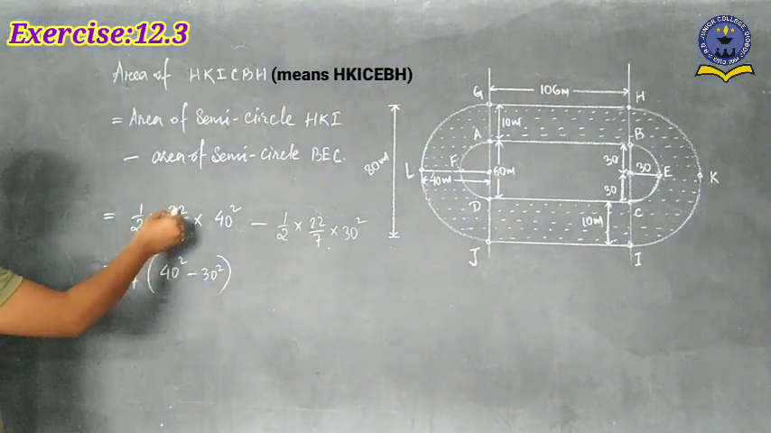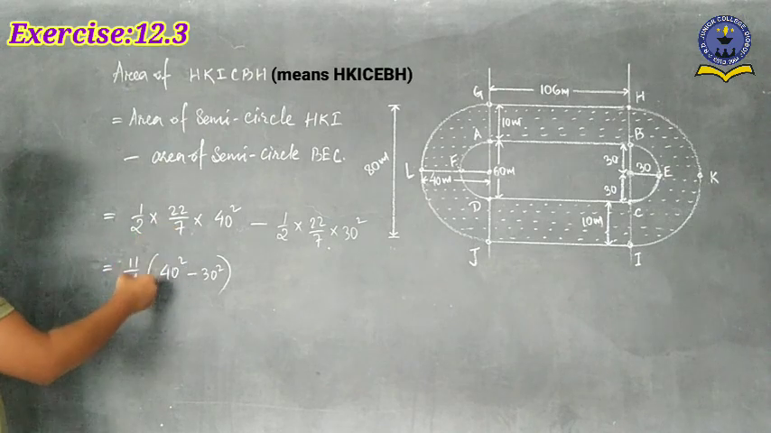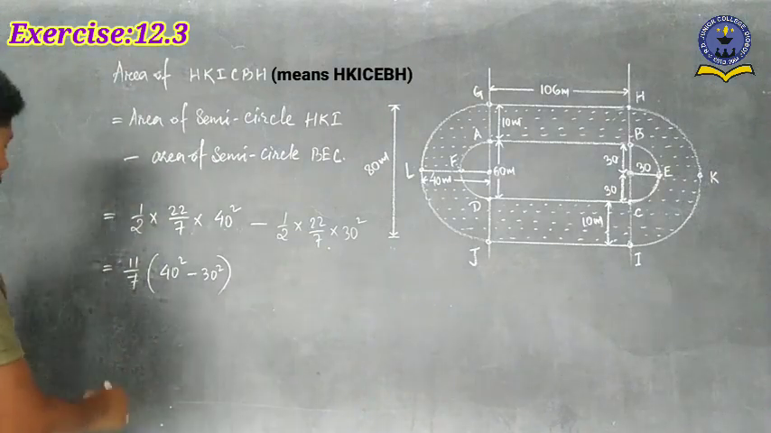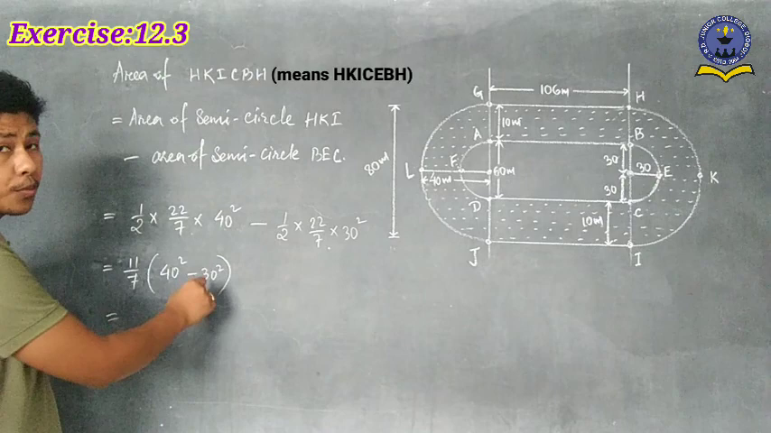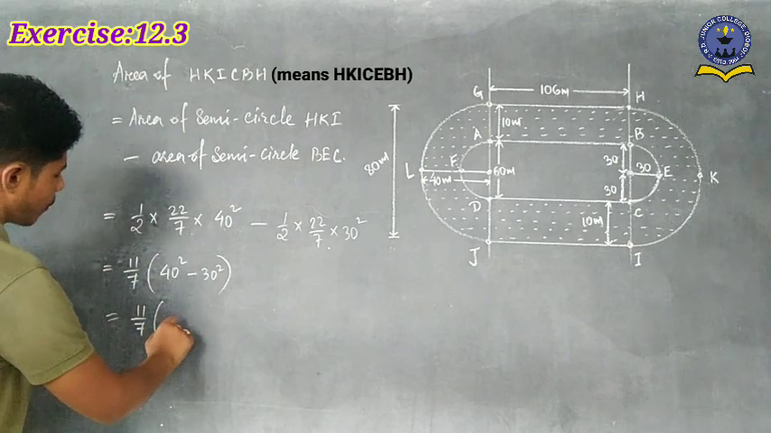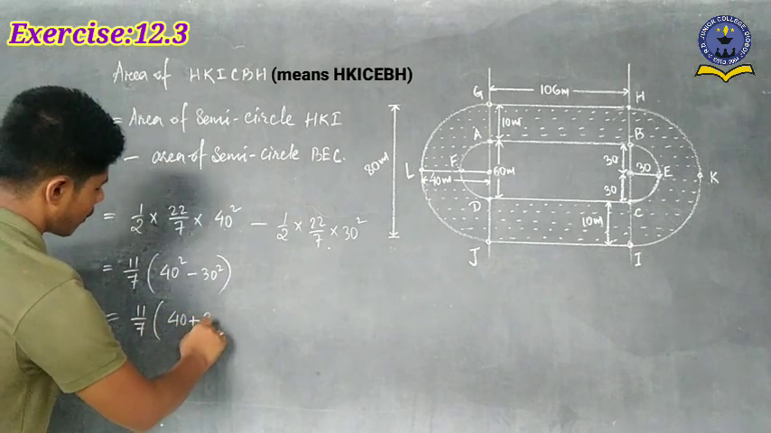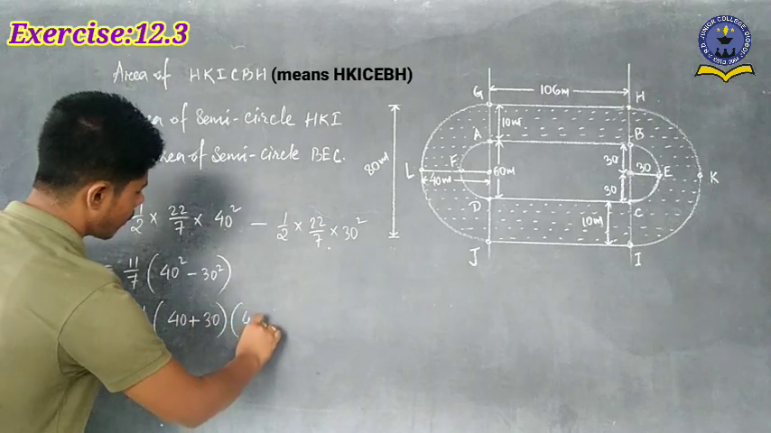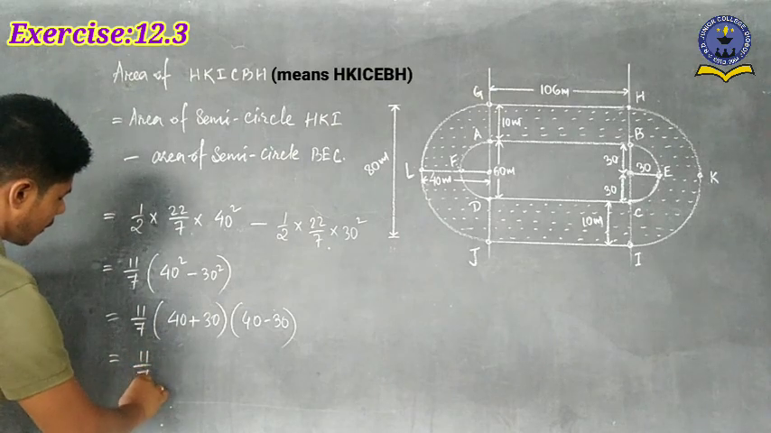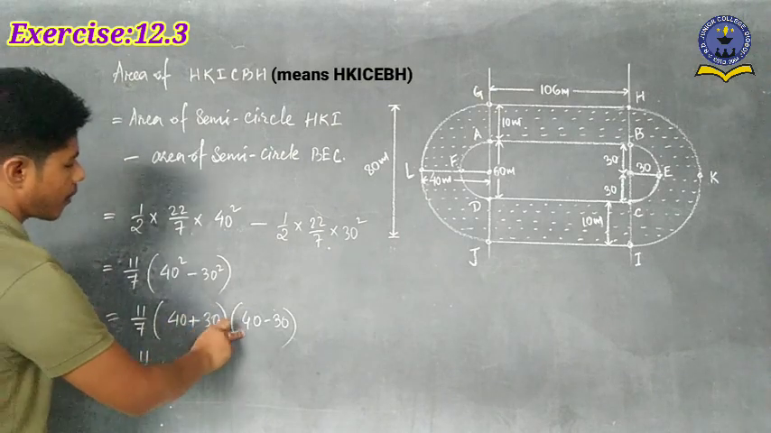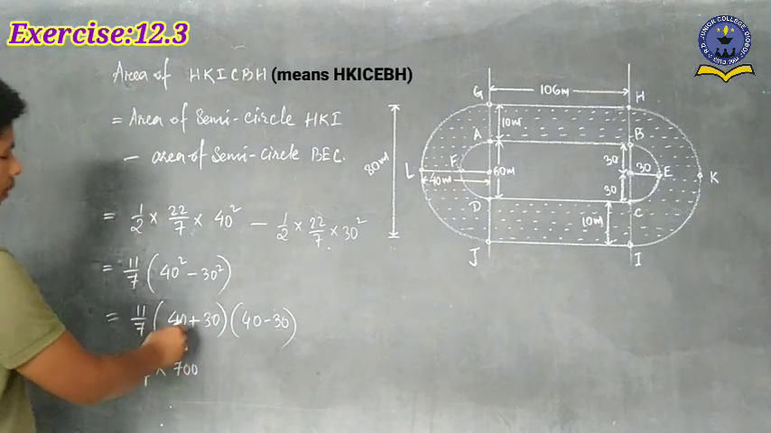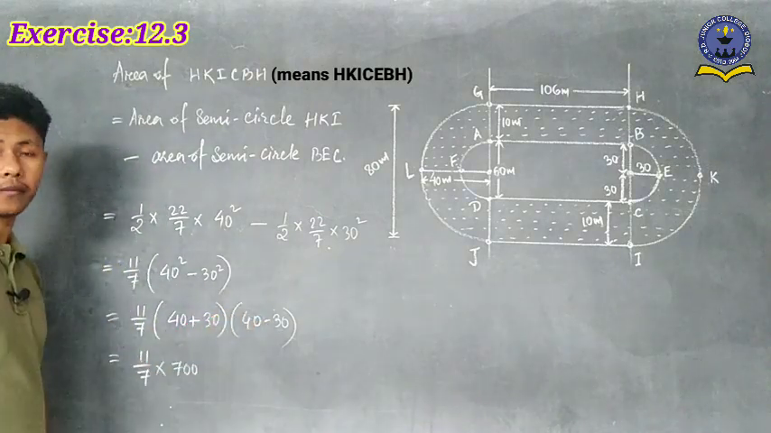If we consider 2 is cancelled with 22, then 11 remain, 11 by 7. Then 40 square minus 30 square. Is it not? So in this case, it is of the form a square minus b square. So if it is a square minus b square, then 11 by 7, we have to write 40 plus 30 into 40 minus 30. A plus b into a minus b. So ultimately what we get here, 11 by 7, 40 plus 30, 70, 70 into 10, 700.